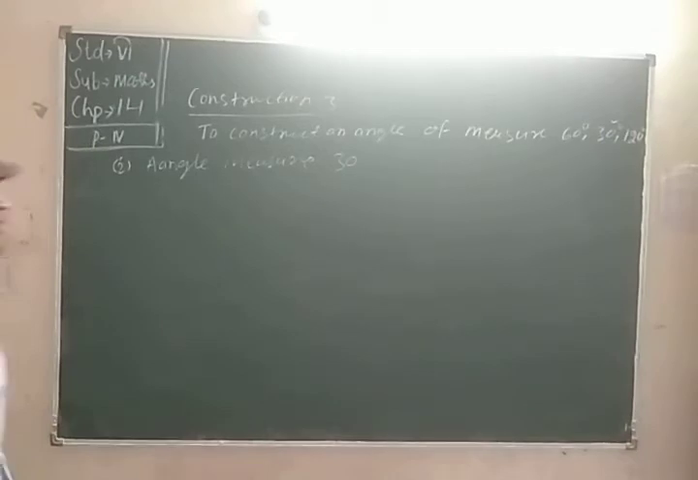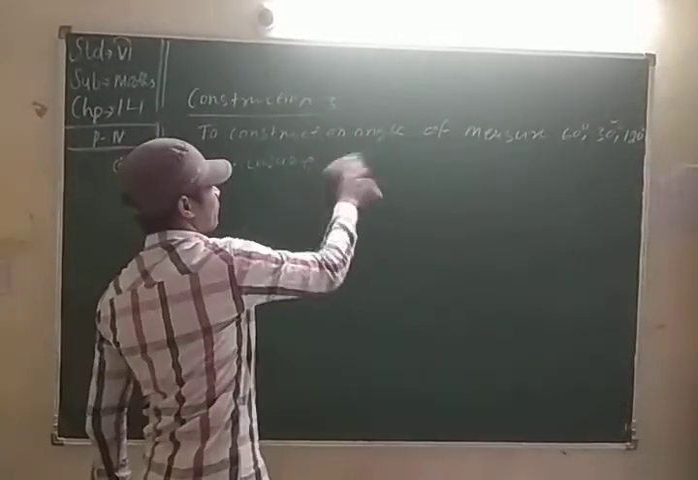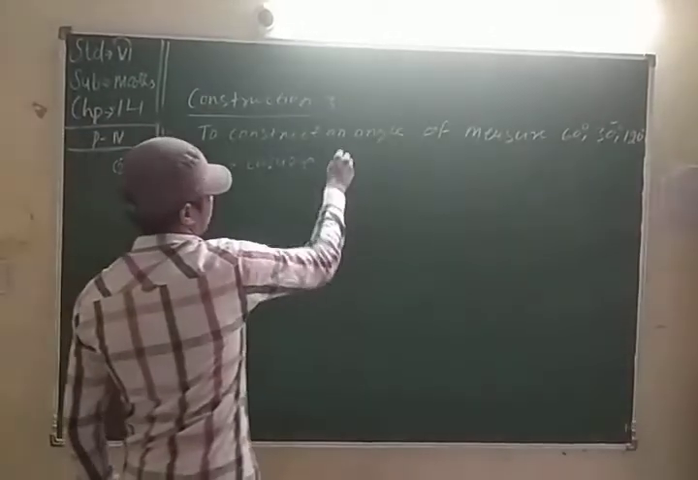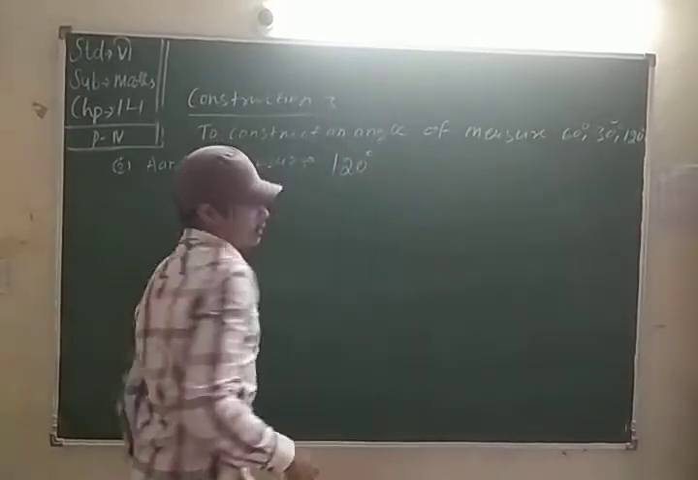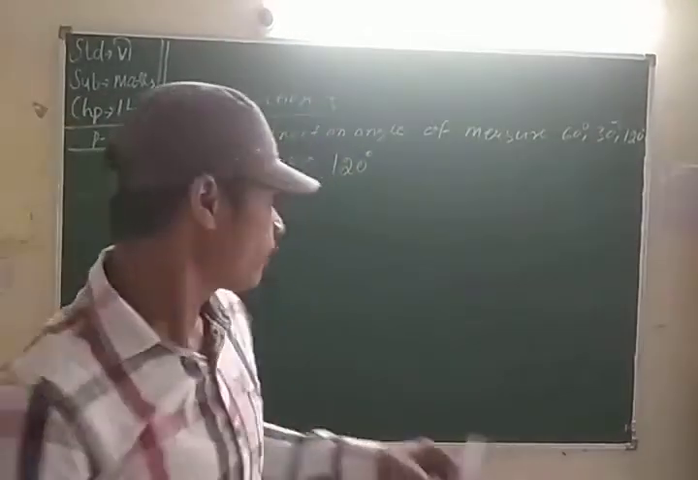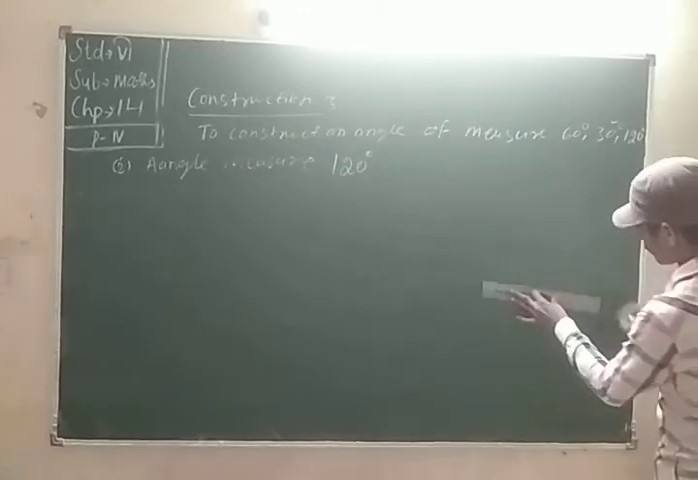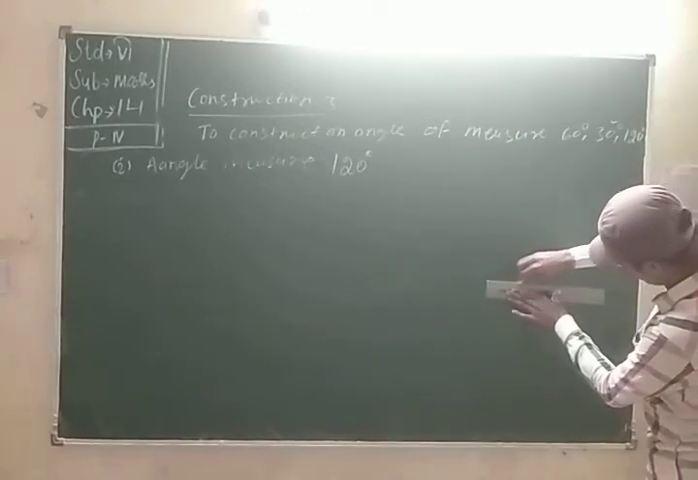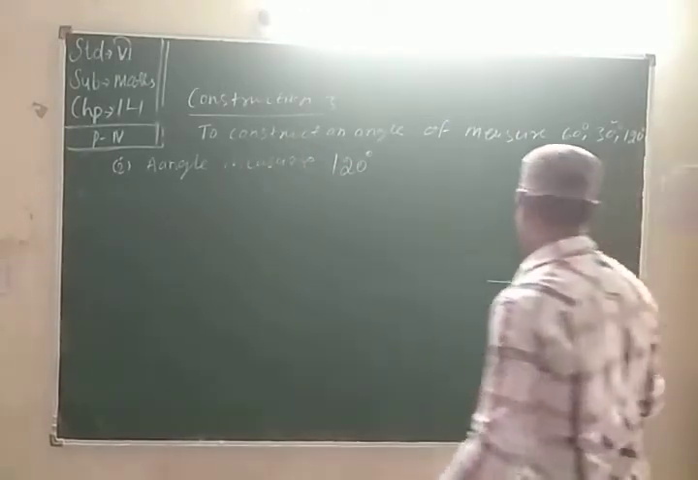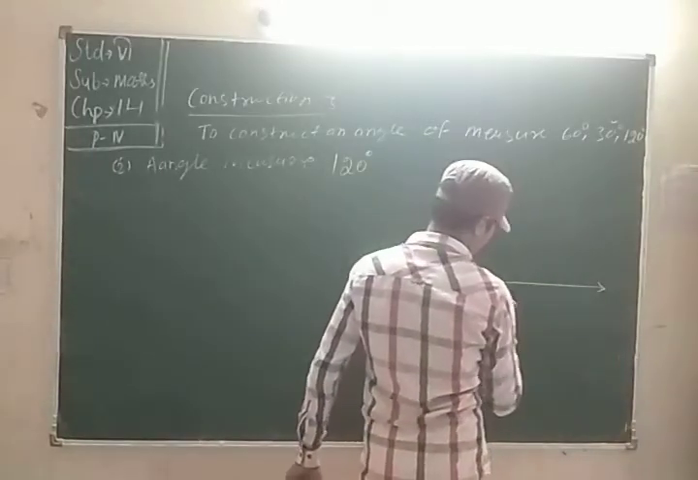Here we learn the construction of a 120 degree angle. First, we draw it. How can we draw it? First take a line. Take a ray BC.